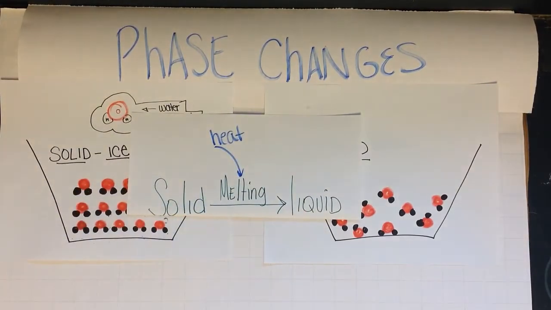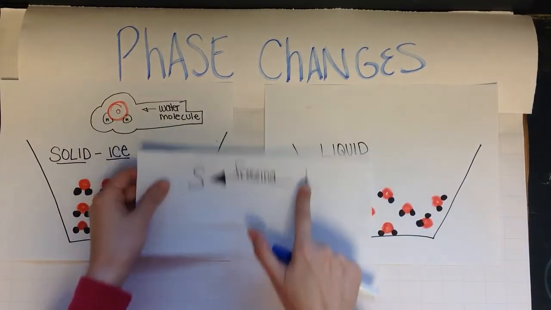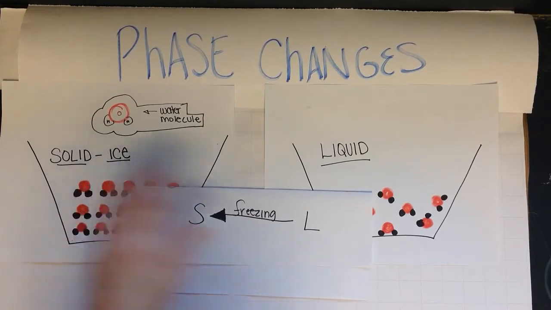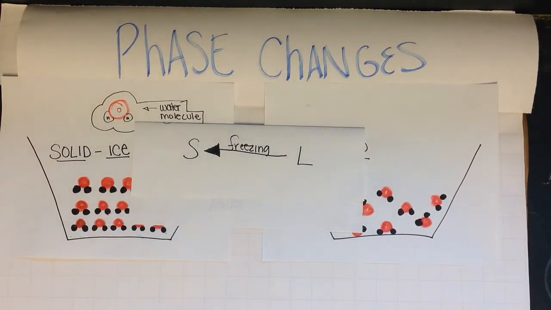Heat has to enter into this system. Okay? So we add heat in. Now, I can do the reverse. I can take a liquid and change it back into a solid. And hopefully you say, yep, that sounds familiar. I know that that's called freezing.